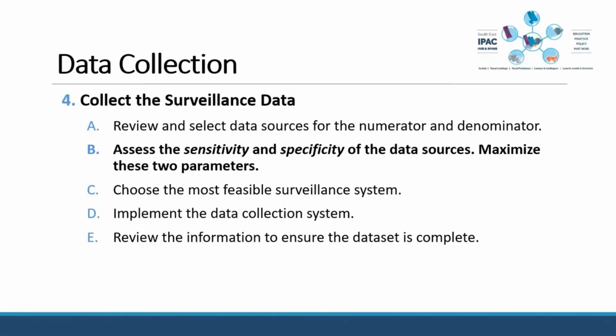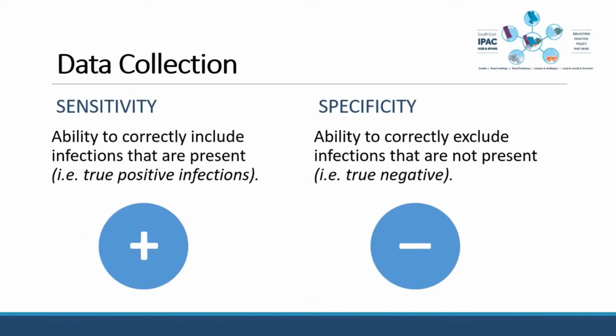On the next slide, the next step is to assess the sensitivity and specificity of sources of surveillance data. What does this mean? A surveillance program should consider sensitivity and specificity. Let's talk about that in a bit more detail on the next slide. Simply speaking, make sure you're recording true infections and not counting non-infections.